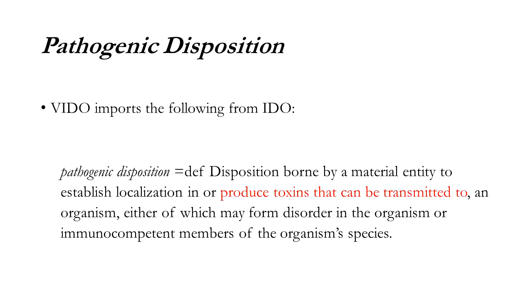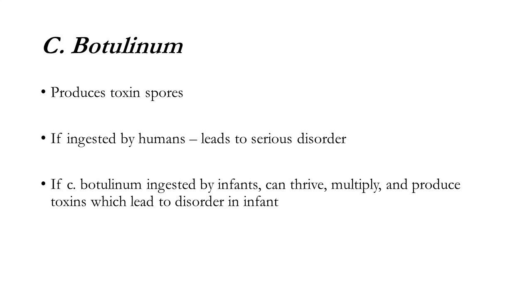Now, this disjunctive clause of producing toxins that can be transmitted to organisms is important because we want to be able to account for cases like C. botulinum.